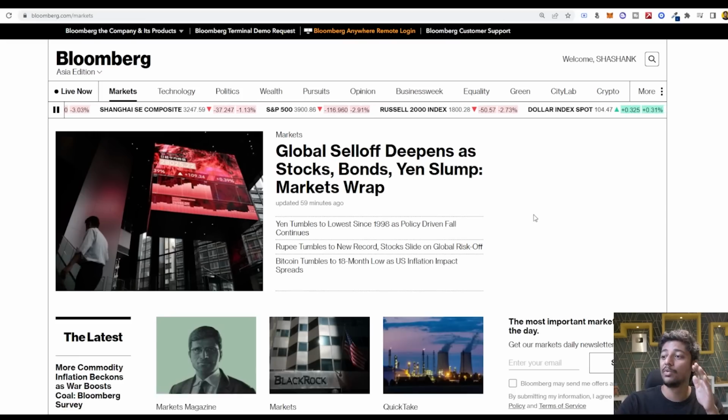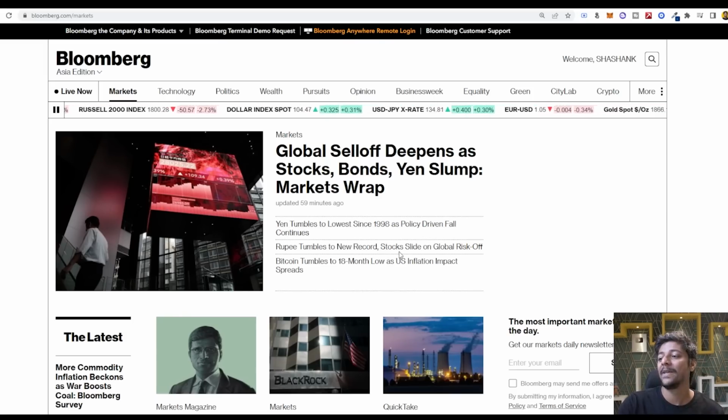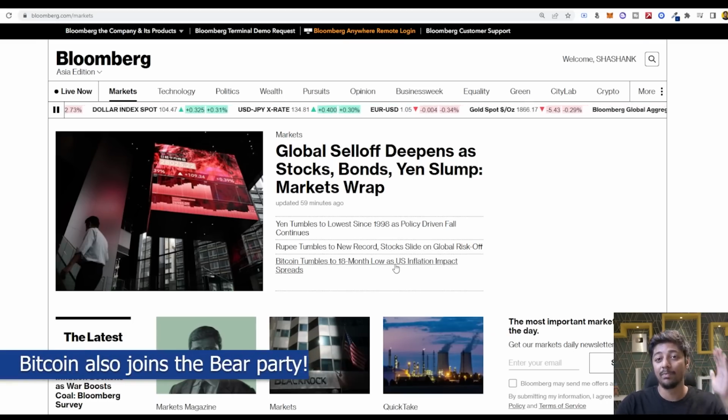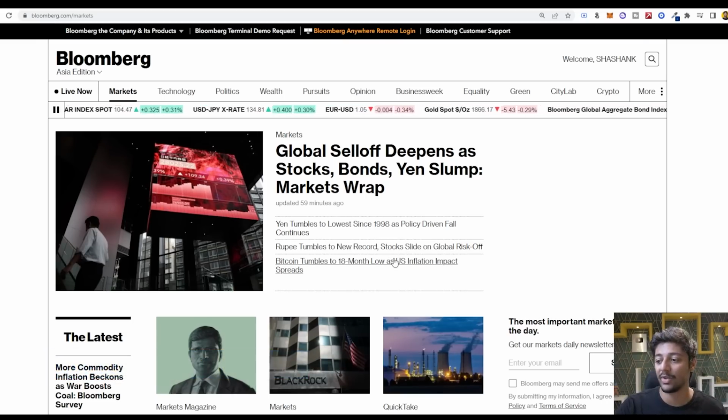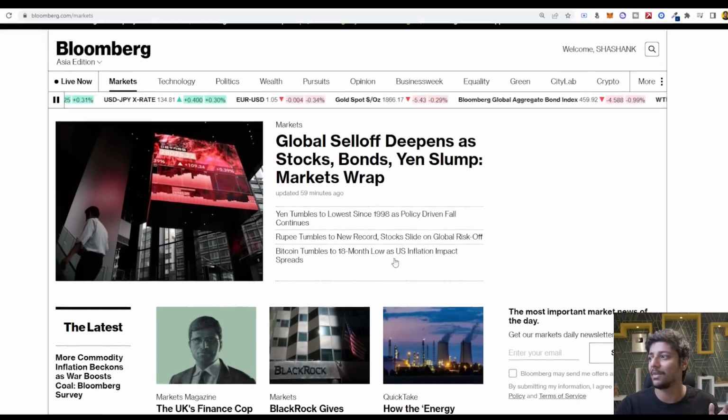And if you just go to Bloomberg markets right now, there's only negativity over here, and this is very common in a market where there is too much hype and then the hype goes down. There's a lot of negativity. We need a lot of positive news, but that doesn't come out at this point. Yen tumbles to its lowest since 1998. Rupee tumbles to a new record, which is also really bad. Bitcoin tumbles to an 18-month low because it's broken that 30,000 barrier and it's come down to 20,000. So literally every market is doing bad right now.